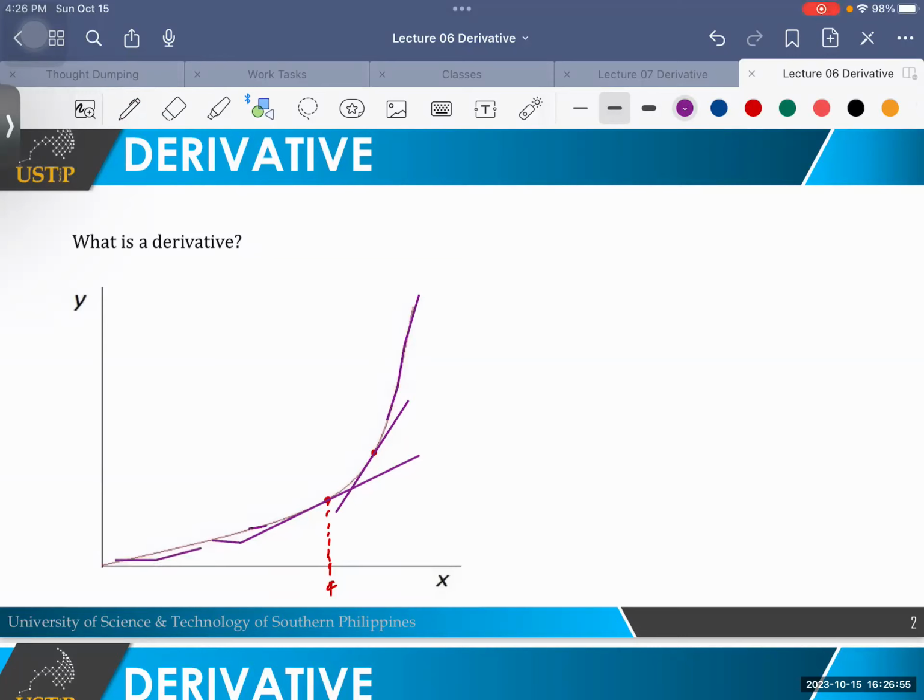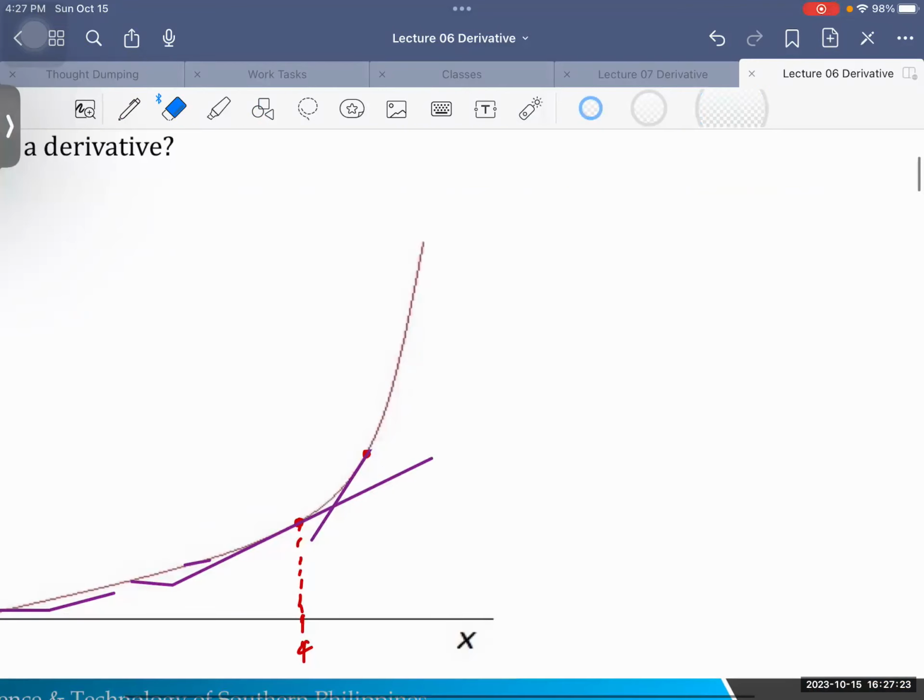Okay? So meaning, you will have a different value of the derivative at a different point. Okay? But again, as I've mentioned before, naa tay way to get the one equation or the derivative of a function at any point. And then mag-plug lang tayo different values of x to get the value of the derivative. Okay? So, let me just erase this one.